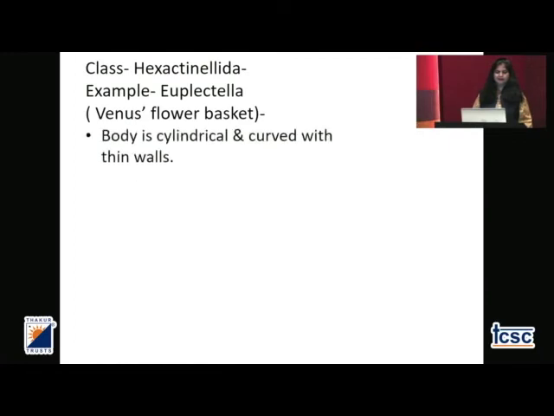Let us see an example. Euplectella, which is also called as Venus flower basket. You know, this is one of the beautiful organisms present in the marine ecosystem. Usually in countries like Japan, it is gifted as a wedding gift because of its beautiful appearance that we will be seeing in the picture as I will show you.